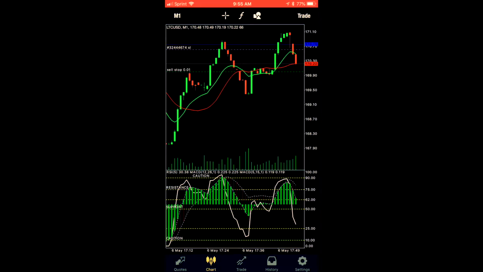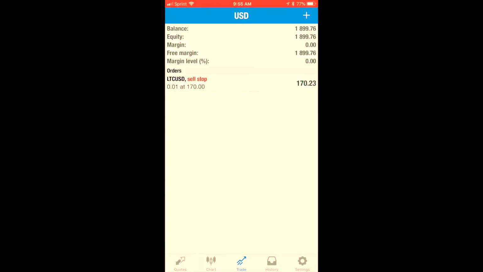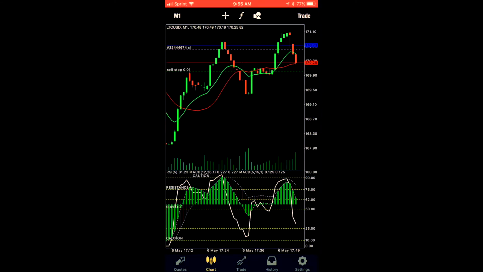So what I did is I set it. I saw it going up. Once I set it, it's at the sell. I got a sell stop. Once it hit the 170, I'm in the trade. So roughly once it hits the 170 mark, I'll get into the trade.